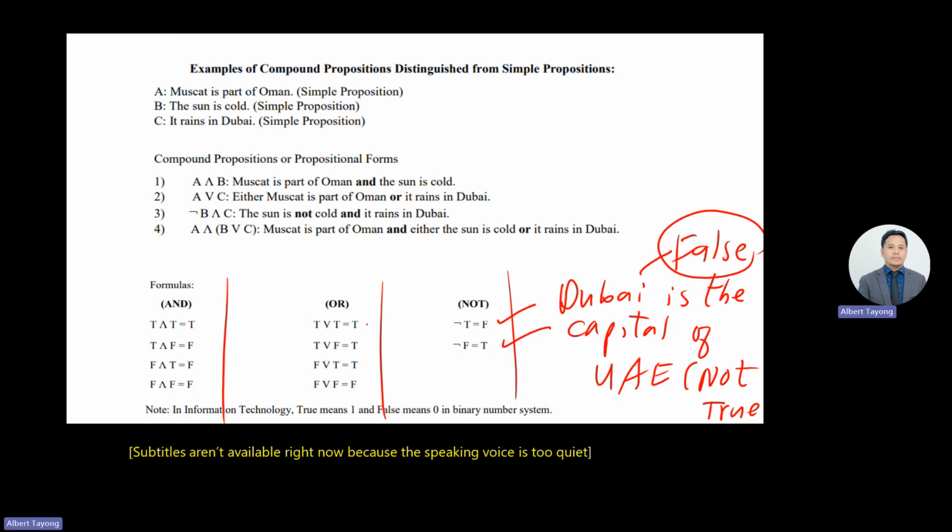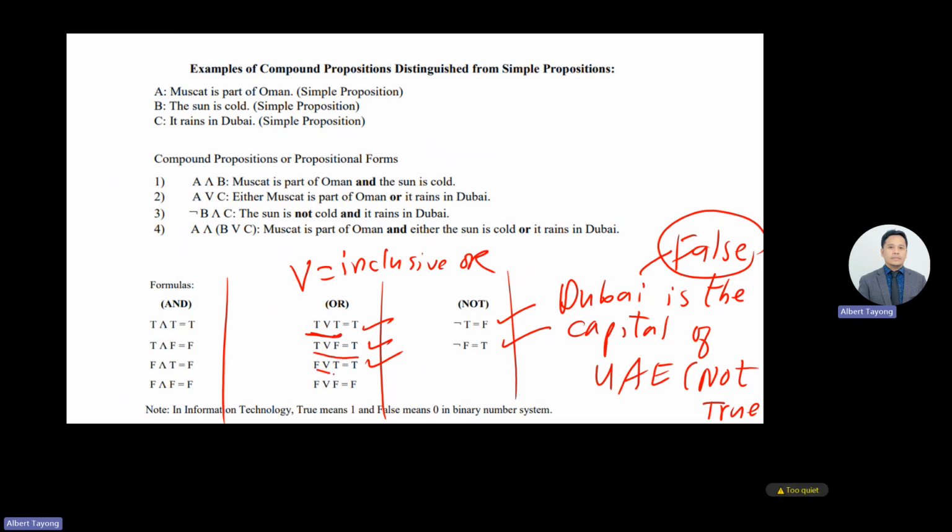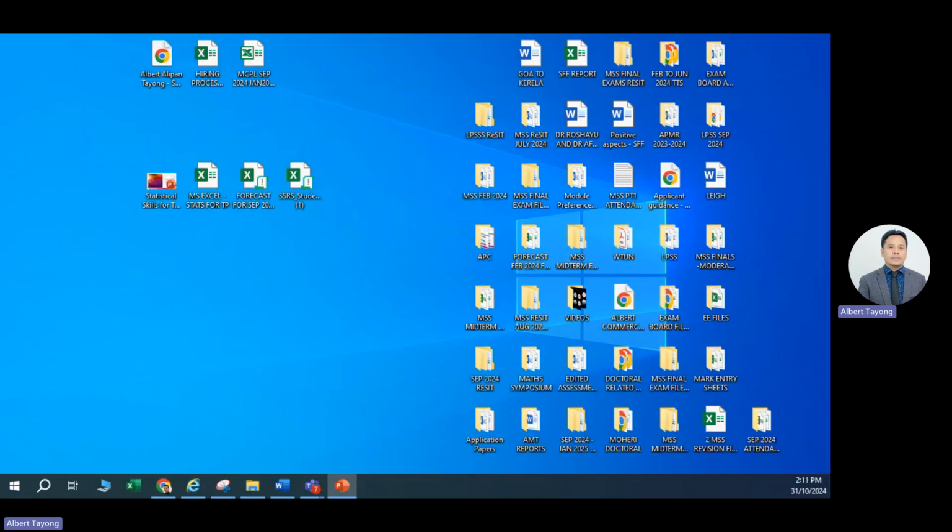For or, there are three T's there, okay, including both, because this is inclusive or. Okay, true or true is true. True or false is true. False or true is true. And false or false equals false. Okay. All right, so let's proceed to the next.